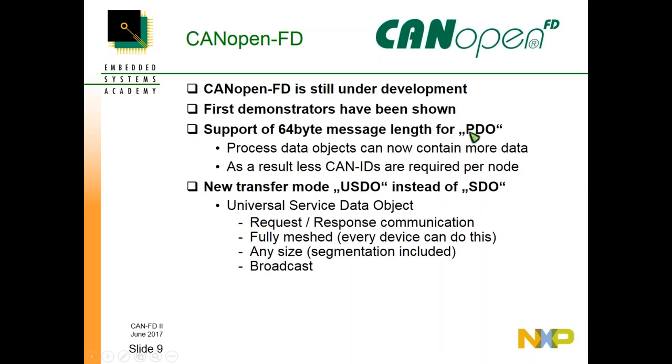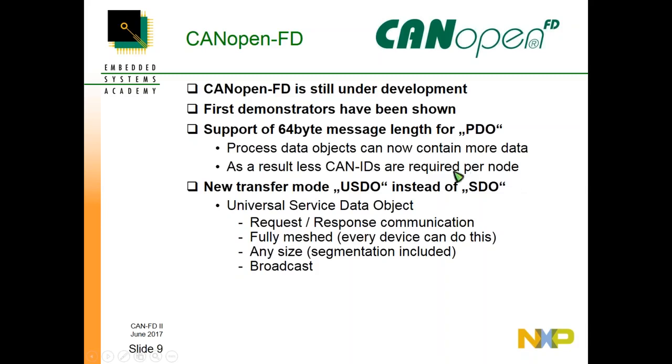If you don't know too much about CANopen, PDO is a process data object, and it's really CAN IDs with process data. Those were now enhanced to support 64 bytes, of course, so that you can simply pack more data into a message. But what is the more interesting extension is now the USDO.